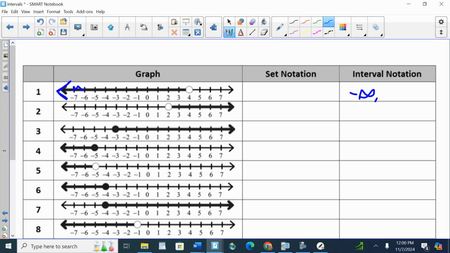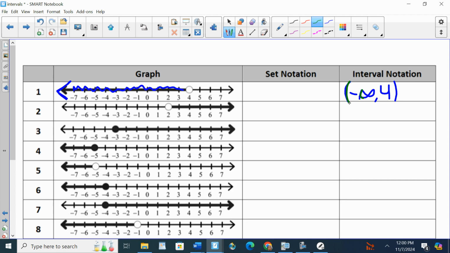I have graph, I have graph. My graph stops at 4. Now, if 4 is included, it gets a bracket. If it's not included, it gets a parenthesis. Since it's an open circle, it gets a parenthesis. And negative infinity always gets a parenthesis, or any infinity gets a parenthesis, because you can never be equal to infinity. A little trick to help you remember that is that infinity is curvy and a parenthesis is curvy.